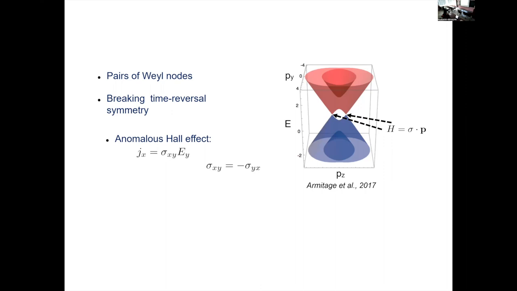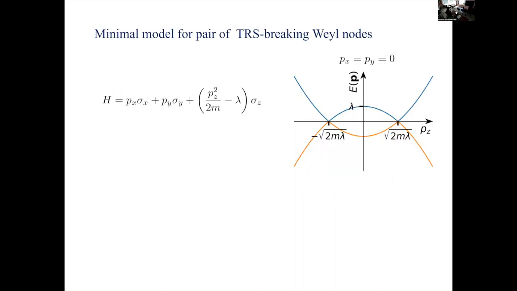Okay, so this is a simple model. I'm not saying it's a minimal model, but it's one of the simplest models that we know of the spectrum that describes a time reversal symmetry broken Weyl semimetal near the Weyl node. This is a caricature of the spectrum of a Weyl semimetal in the vicinity of a Weyl node. If you draw it on an energy-momentum figure, it has two crossing points, and these two crossing points represent Weyl nodes.